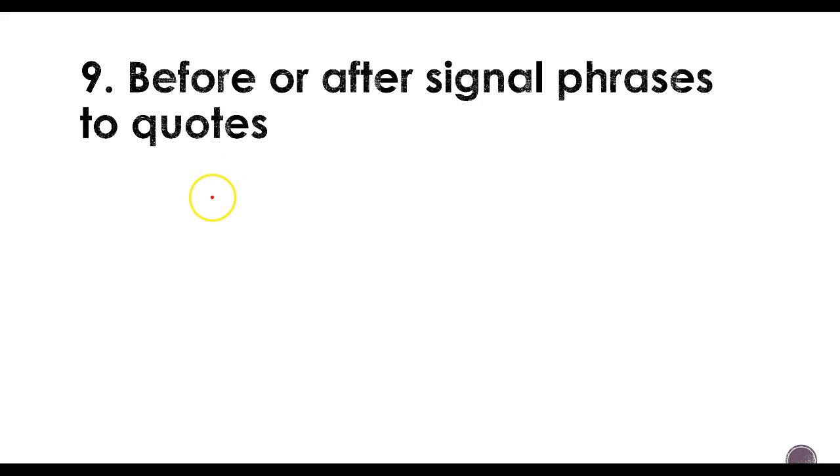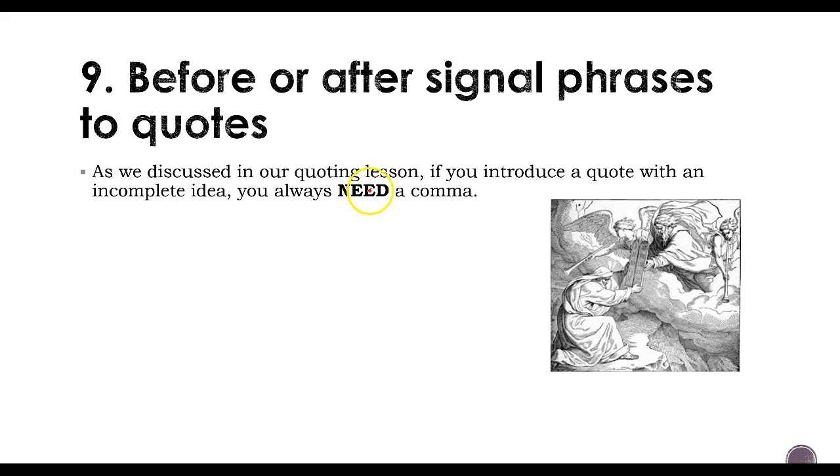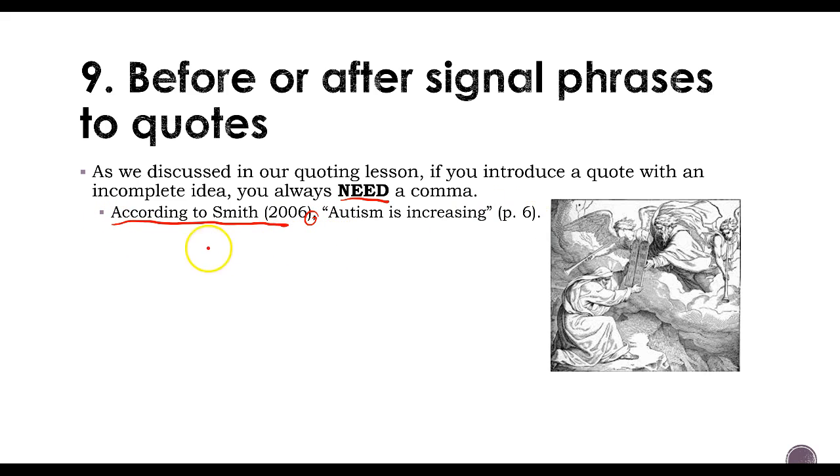Let's take a look at number 9. You need commas before or after signal phrases to quote. You might remember this from our quoting and APA section. Whenever you introduce a quote with an incomplete idea, you need the comma after the signal phrase. According to Smith, 2006, autism is increasing, page 6. We start the sentence with an incomplete thought, so we need the comma here. Autism is increasing, according to Smith, 2006, page 6.